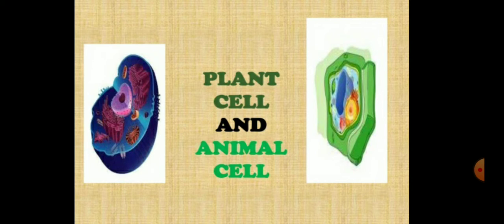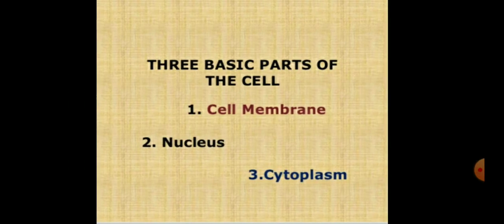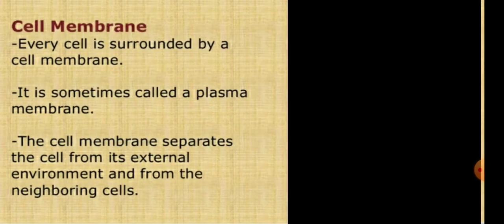So, children, today we are going to recapitulate plant cell and animal cell. Children, we know that there are three basic parts of the cell. First is the outermost covering, which is called the cell membrane. Second is the nucleus, and the third is the cytoplasm.